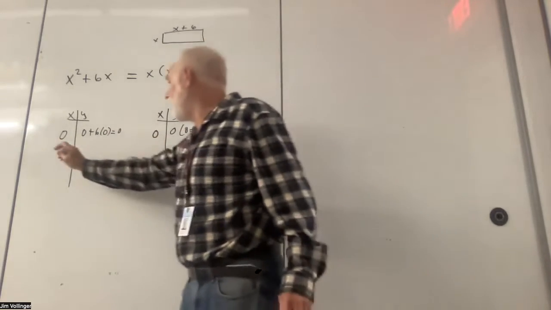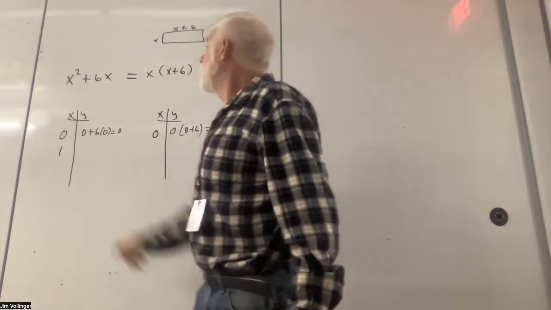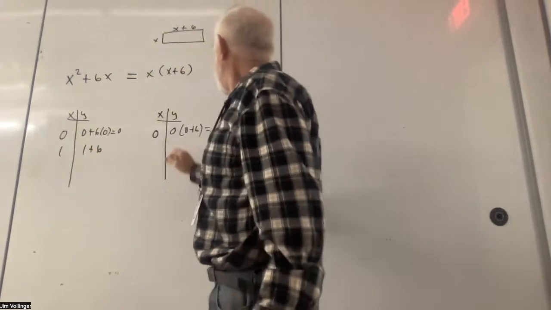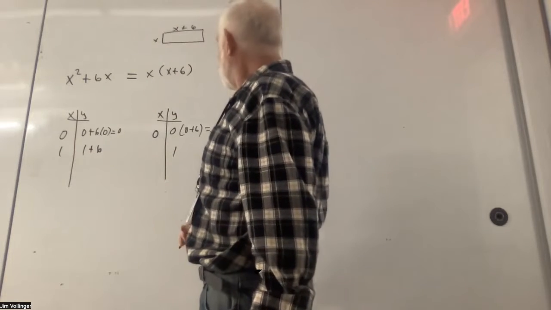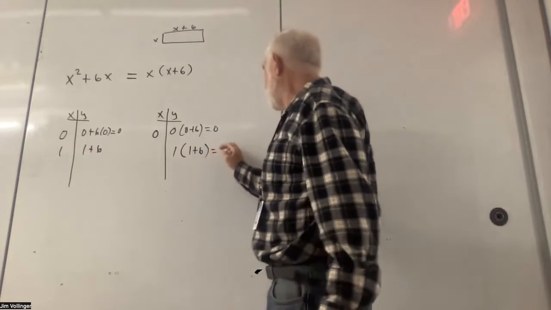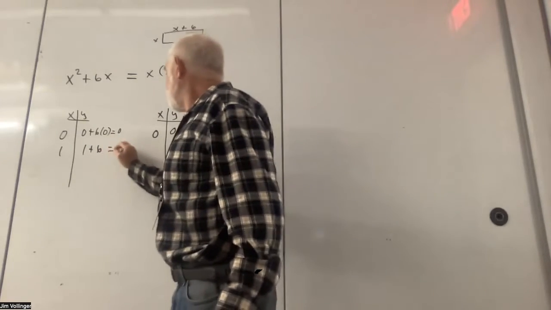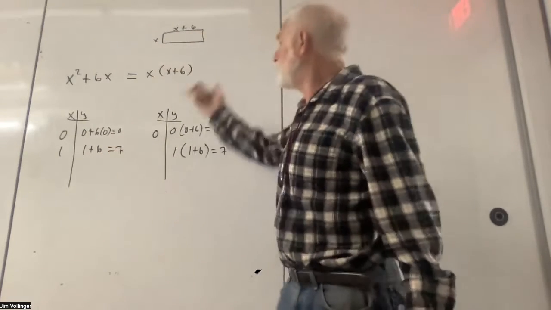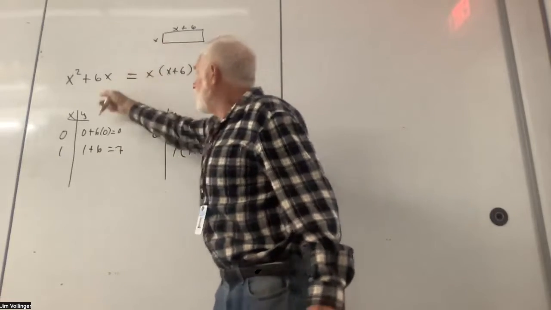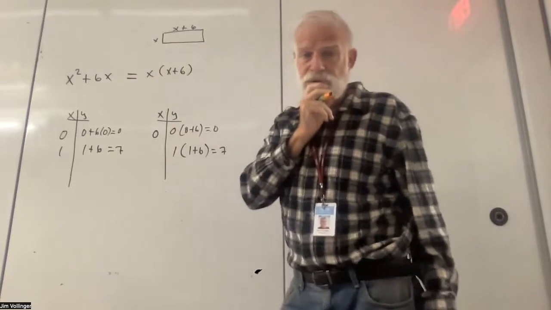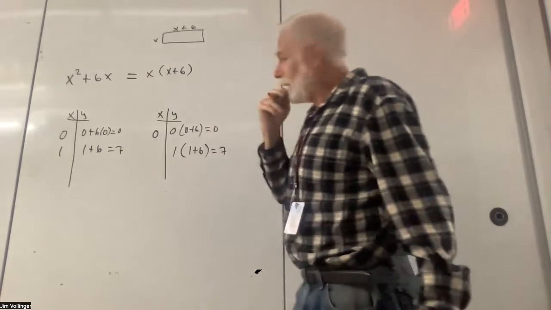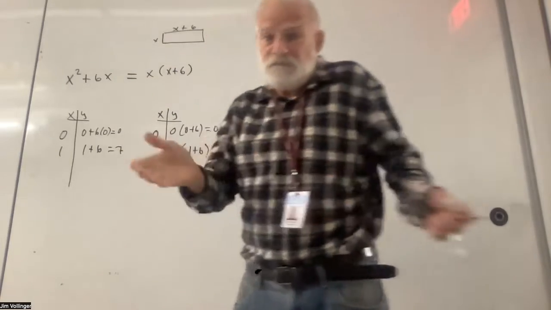Let's do it with the number 1. X is 1. We get 1 plus 6 on this side. Over here, we get 1 times 1 plus 6, and both of those actually equal 7. So we're creating a different way of expressing the original calculation, and it gives us a picture. It gives us a square. I'm sorry, it gives us a rectangle. So that's nothing new there.